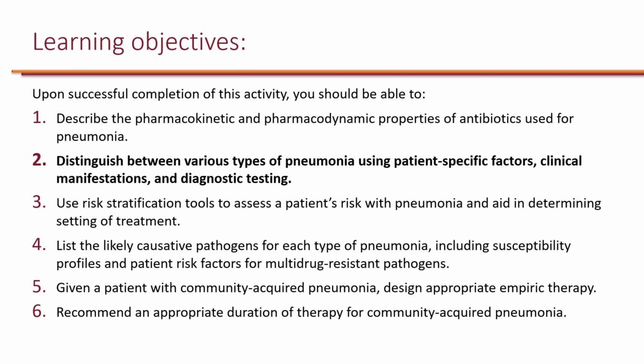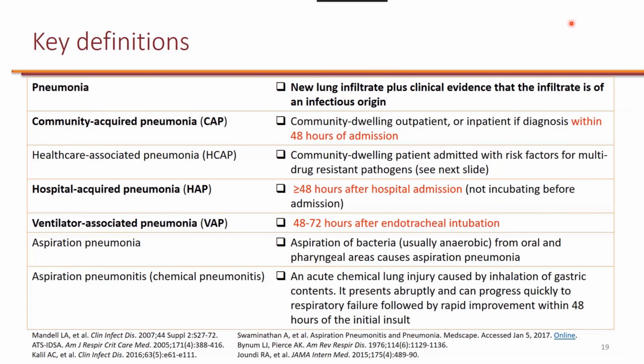Now let's distinguish between various types of pneumonia using patient-specific factors, clinical manifestations, and diagnostic testing. Here are some key definitions that you should know. So by definition, pneumonia is a new lung infiltrate on the chest X-ray plus clinical evidence that the infiltrate is of an infectious origin. Now keep in mind that while this is the standard definition of pneumonia, for many patients, pneumonia is a clinical diagnosis.